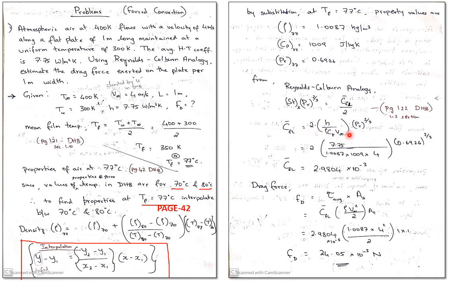So here you will have the formula. Just replace it with tau. We have the formula there: CFX is nothing but 2 times h divided by rho Cp V infinity, into Pr to the power of 2 by 3.